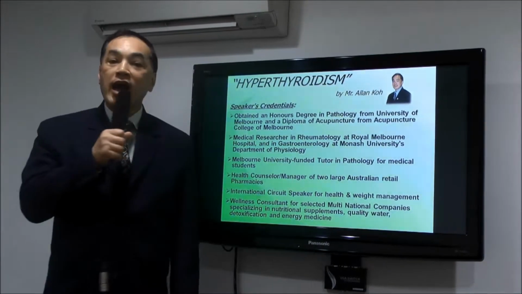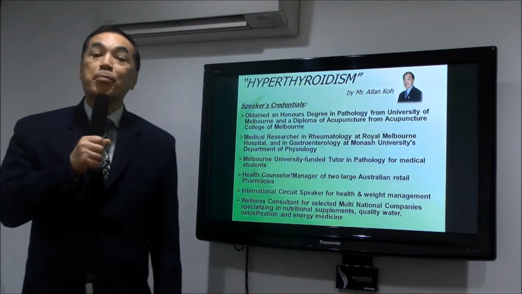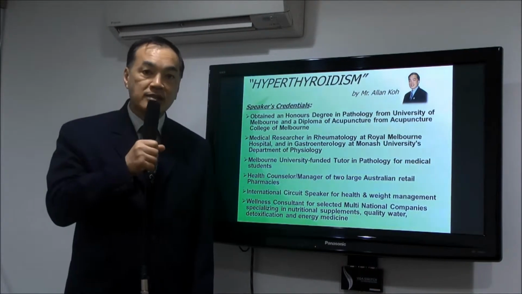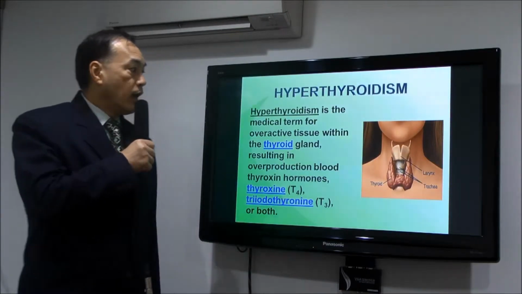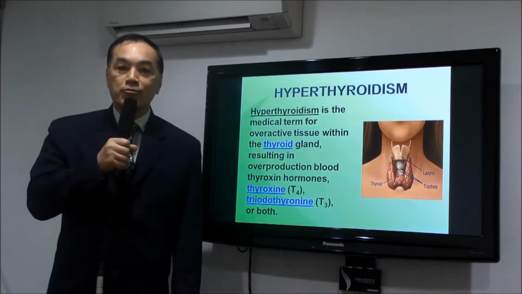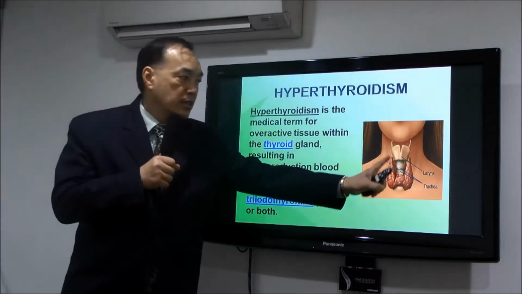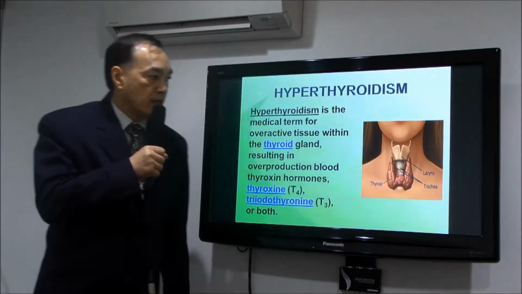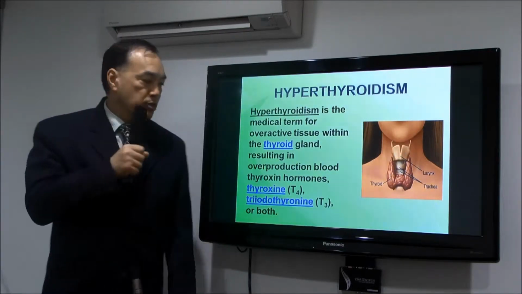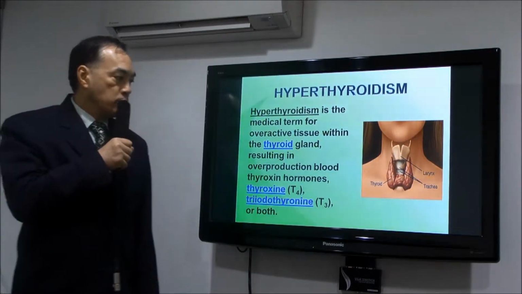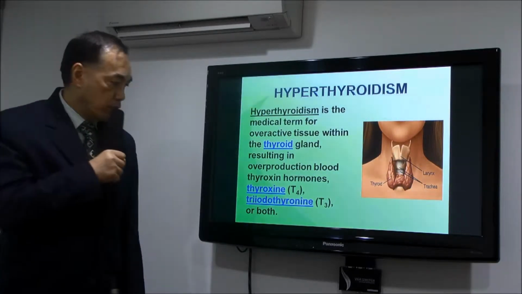Today's health talk is on hyperthyroidism and how energy medicine supports our body's metabolic processes to combat this medical condition. Hyperthyroidism is the medical term for an overactive glandular tissue in the thyroid, which is near the voice box, around the upper part of the airways. And that will result in overproduction of the thyroxin hormones in the blood called T4 and T3.